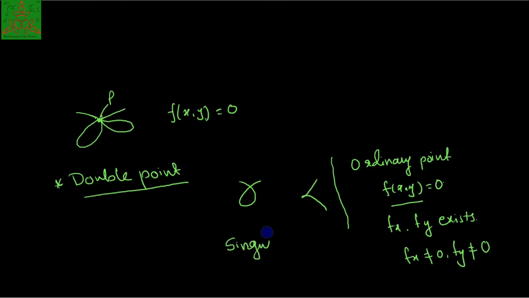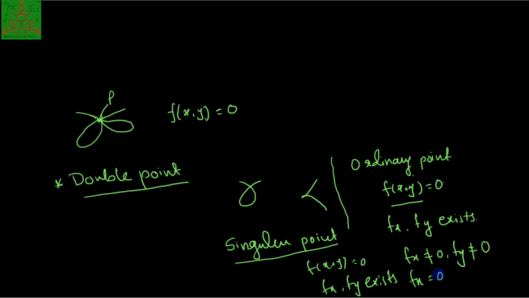Another classification is the singular point. The definition is similar. If you have a curve f of xy equal to 0 and fx and fy exist, then all the points where simultaneously both fx and fy are 0 are called singular points.